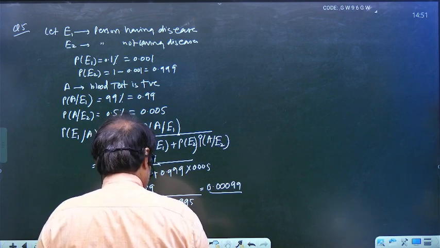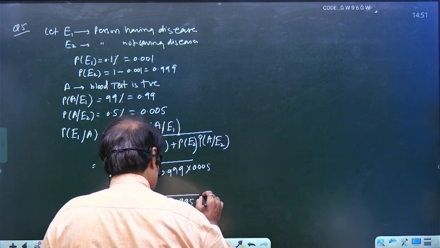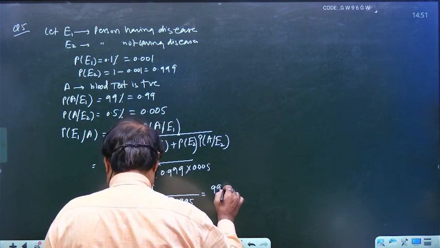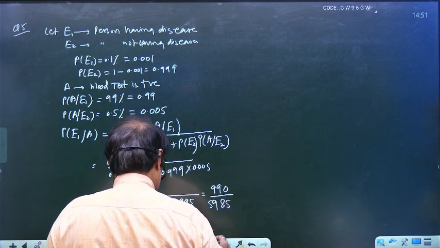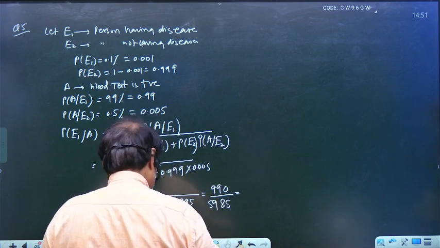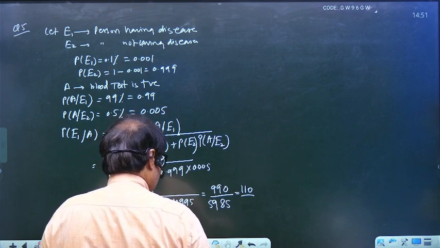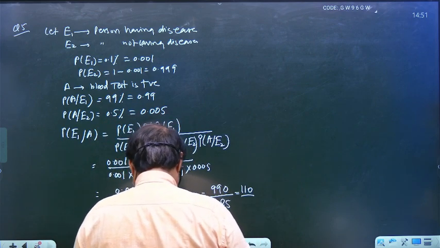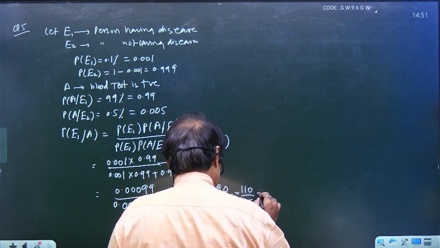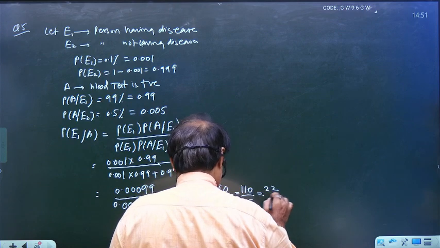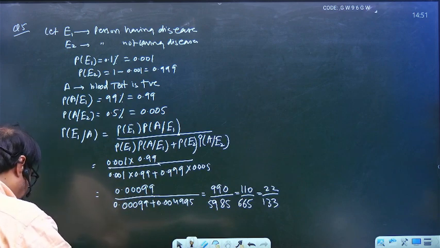so after that, the decimal will be removed, so we can write 990 divided by 5985. Okay, so now cancel it. So it will be 110 upon 665, then 22 upon 133. So this should be the answer of this question number 5.